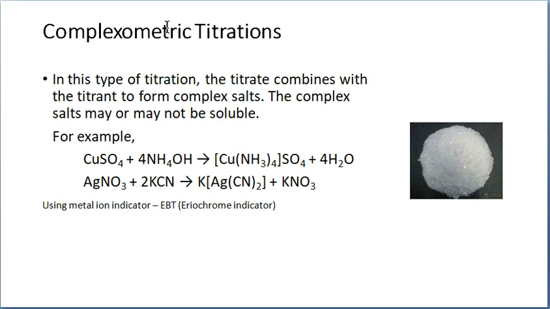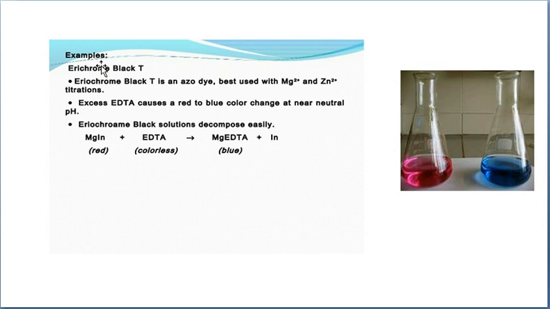In this titration, we are using eriochrome black T as an indicator. Eriochrome black T is a dye used with magnesium and zinc 2 plus titration. We are taking EDTA, ethylene diamine tetraacetic acid, as a burette solution. Using this EDTA as a burette solution, we estimate the amount of hardness in the given water using eriochrome black T indicator.